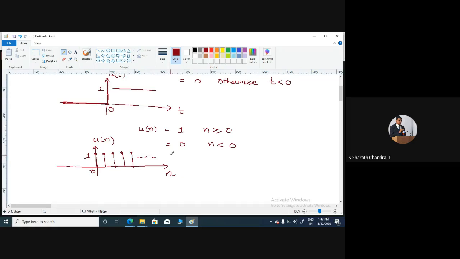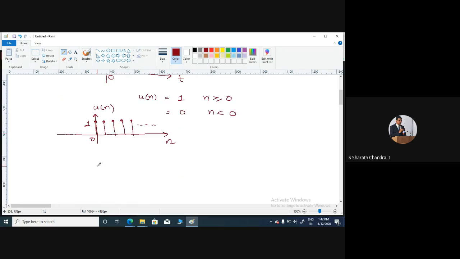And as said, this has many practical applications. And now let us move to another function called the unit ramp function.